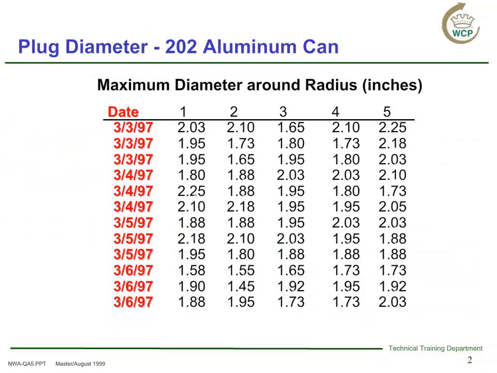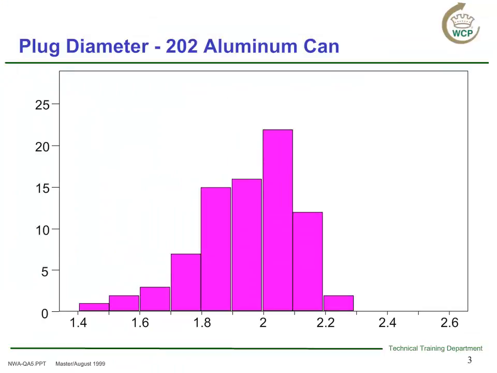Take this data of plug diameter measurements. We have 5 readings taken per measurement as denoted by the columns 1 through 5. There are 12 total cans measured here, as there are 12 rows of data. What happens when we take these 60 data points and put them into bar graph form? This histogram represents the 60 data points from the previous slide.